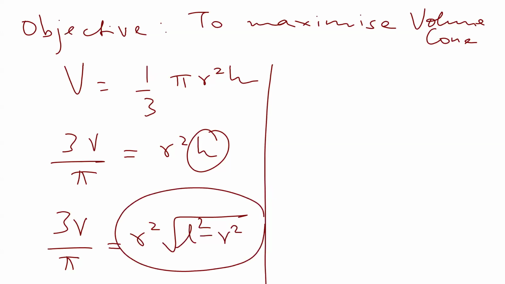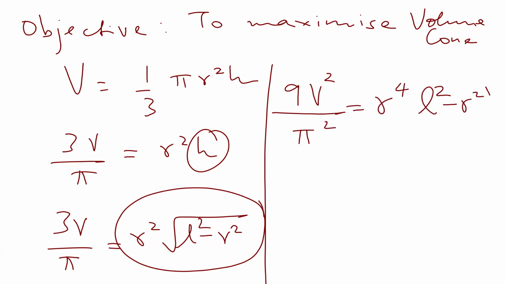The problems involving root, I have already given my comment in the previous sessions of Maxima Minima. So if we don't want to play with this root, what can be done? Square both sides. Correct. So 9V square upon pi square is equal to R raised to 4 into L square minus R square.